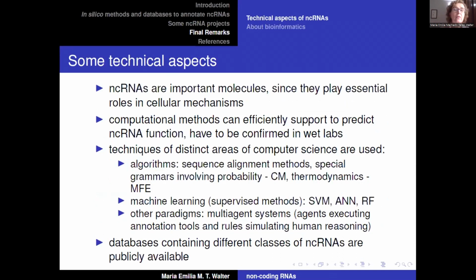and only to finish this, some technical aspects. Non-coding RNAs are important molecules since they play essential roles in cellular mechanisms. Computational methods can efficiently support predicting non-coding RNA function, but these have to be confirmed in wet labs. There are many techniques of distinct areas of computer science, and we have many databases containing different classes of non-coding RNAs. And we can use this because it's publicly available.